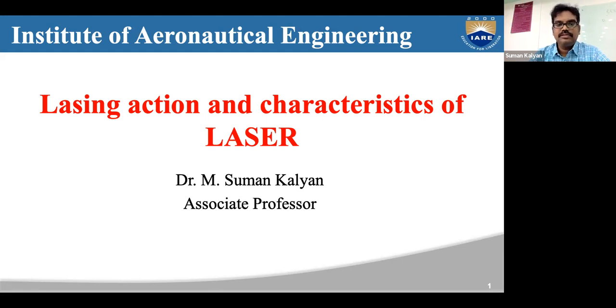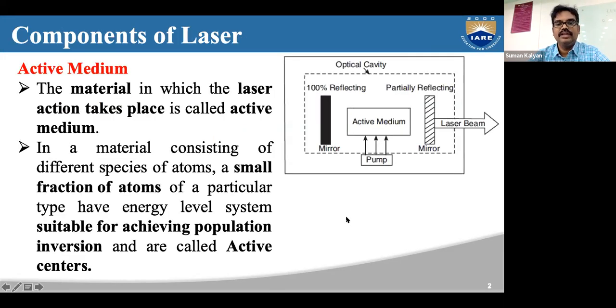For that purpose, we need to see what the components of a laser are. In a laser, we have three main parts. The first one is the active medium. Where the laser action actually takes place is called an active medium, the material or crystal where we actually produce the laser. In this active medium, there will be different types of atoms.